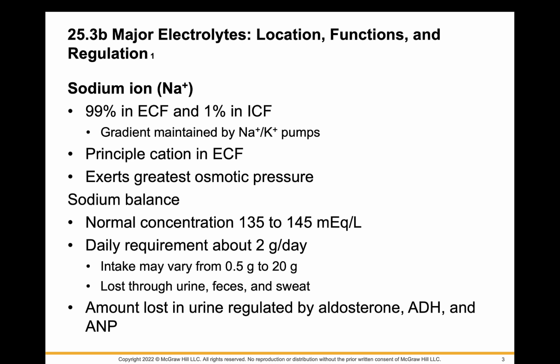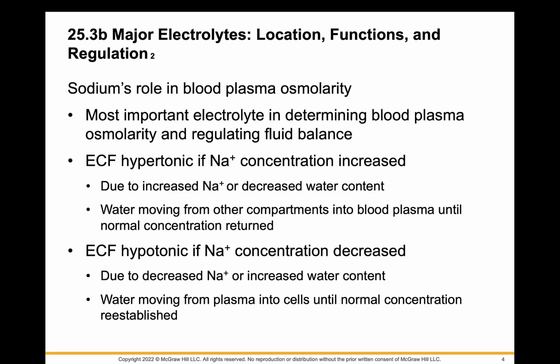The primary way in which we lose sodium will be through the urine, feces, and sweat. The amount of sodium that's lost in our urine is going to be regulated by hormones. Those hormones are aldosterone, ADH, and ANP, or atrial natriuretic peptide. Now, if we look at one of the primary roles of sodium, it is to maintain plasma solute concentration. So it is the most important electrolyte in determining blood plasma osmolarity and regulating fluid balance.